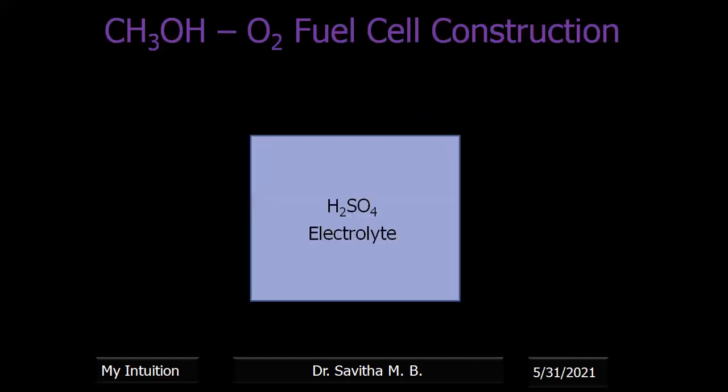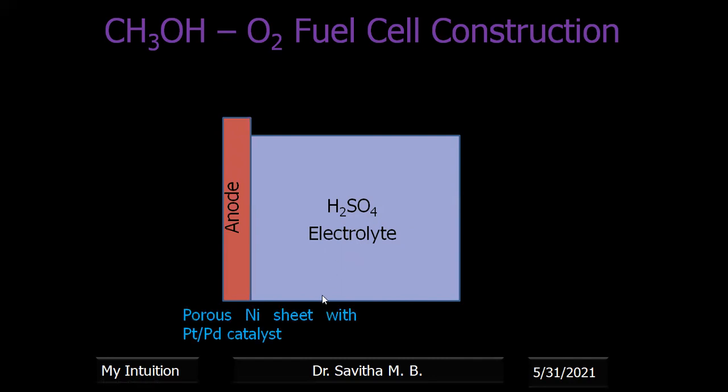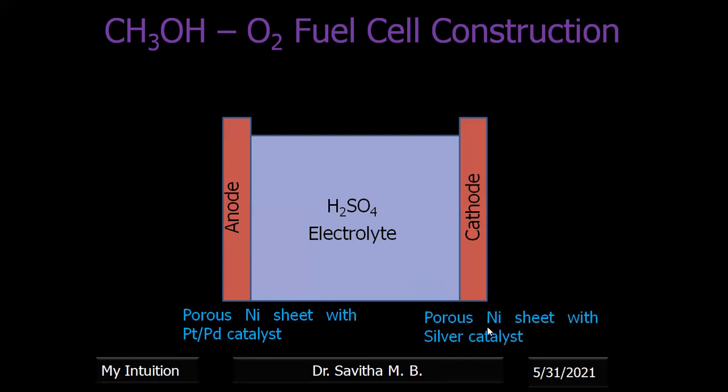In the methanol oxygen fuel cell, there is an electrolyte. Sulfuric acid is generally taken as the electrolyte. The central compartment contains the electrolyte. Now the anode is made up of porous nickel sheet with platinum or palladium catalyst. So platinum or palladium is coated over the porous nickel sheet, which is connected to the anode terminal. Similarly, the cathode is made up of porous nickel sheet but with silver catalyst. There is silver catalyst in the cathode.